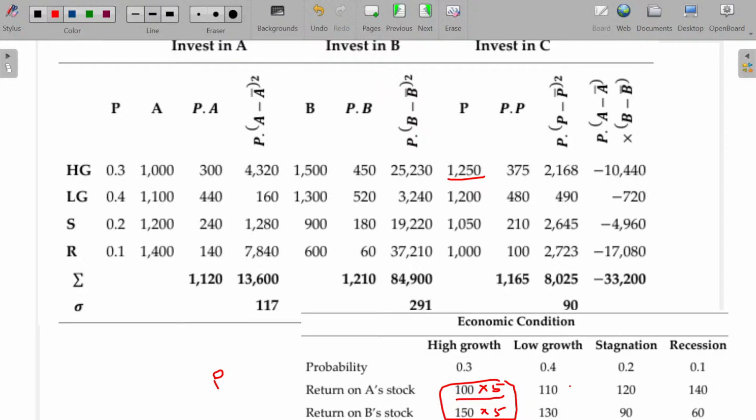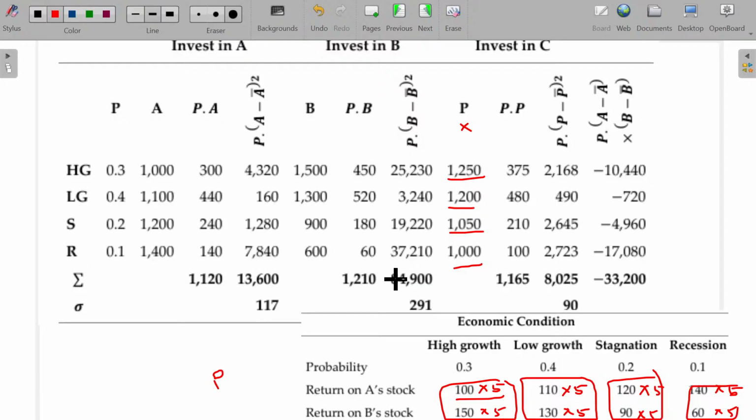Similarly, next year, as in the case of low growth, 110 into 5, 130 into 5 will be your amount for the low growth scenario. Stagnation scenario, 120 into 5, 90 into 5 will be your return by the end of first year. And in case of recession, 140 into 5 and 60 into 5 will be your return. Hope you will be now able to understand. This will be assumed in the X, or returns expected under different scenarios.